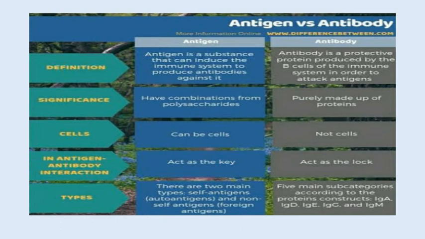There are two main types of antigens. Self-antigens, which are autoantigens, are the antigens on the person's own cells, tissues, and organs. Lymphocytes will not produce antibodies against them and will not destroy them. Then there are foreign antigens, which we call non-self antigens. The lymphocyte's job is to recognize those non-self antigens and produce antibodies. Antibodies are of five types according to their protein constructs: IgA, IgD, IgE, IgG, and IgM.